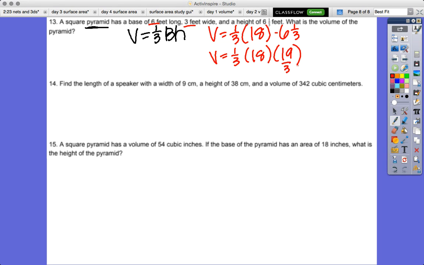So the first thing I'm going to do is go ahead and multiply 18 times 19, and I divide that by 3. And I get 114. So now I have that volume equals 1/3 times 114. Because this would have a denominator of 1, so 18 times 19, and then over 3. So now I'm going to say 114 divided by 3, or times 1/3, and you get a volume of 38 feet cubed.